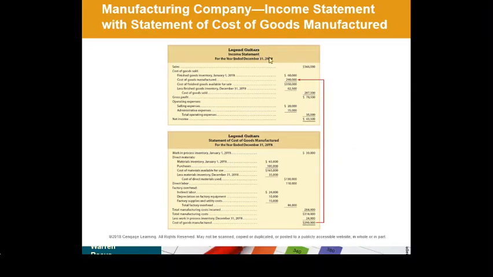So this is an illustration differentiating the income statement for a merchandising business, and this one is the income statement for a manufacturing company, whereby in order to do your income statement, you need to have the cost of goods manufactured first. So you have to calculate the cost of goods manufactured first according to this format.